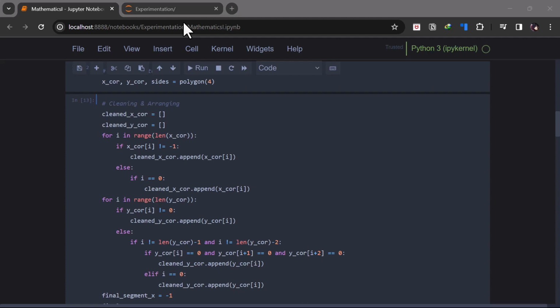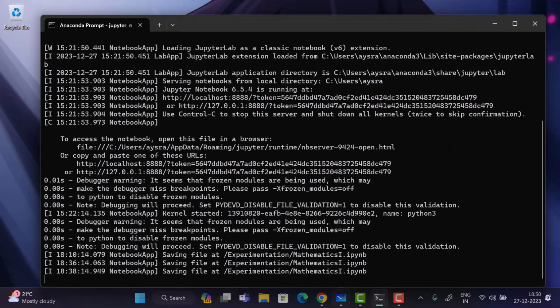This is what this line is saying. Do not append any value which is equal to -1. So if at the ith index the value is not equal to -1, then append that ith index value into our clean x coordinate. But if the i is equal to 0, that is, we are talking about the first element, the first element is actually part of our vertex, right?